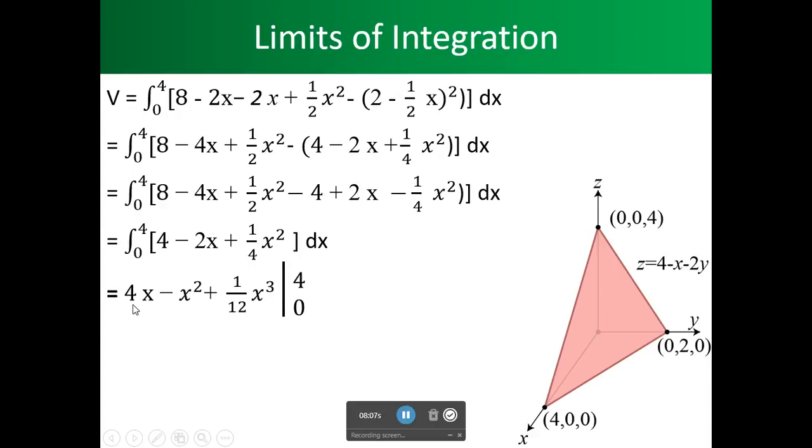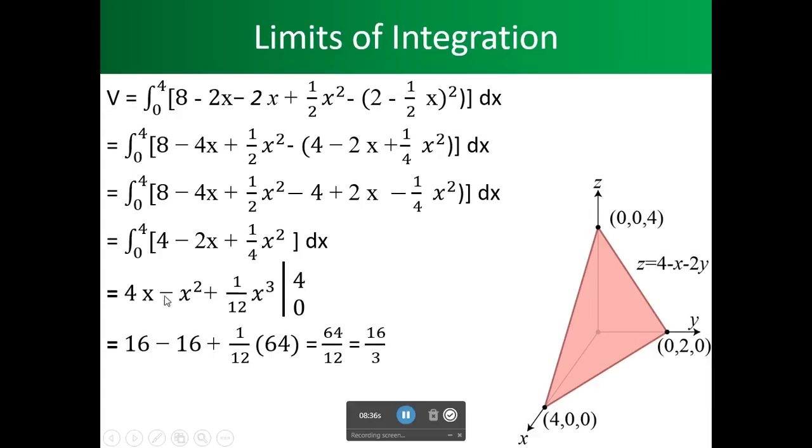And so the next thing we would like to look at is we integrate this, and this 4 turns into 4x. This 2x, you multiply by 1/2, the 2s cancel, and you get x squared. Your x to the second is going to go to x to the third divided by 3, and 1/3 times 1/4 equals 1/12.